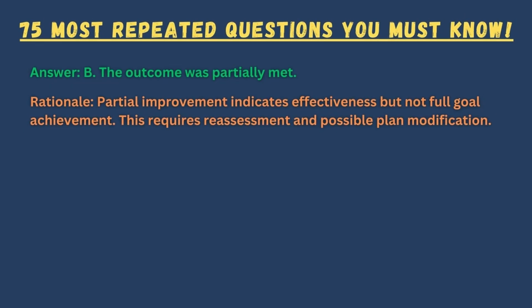Answer. B. The outcome was partially met. Rationale. Partial improvement indicates effectiveness, but not full goal achievement. This requires reassessment and possible plan modification.